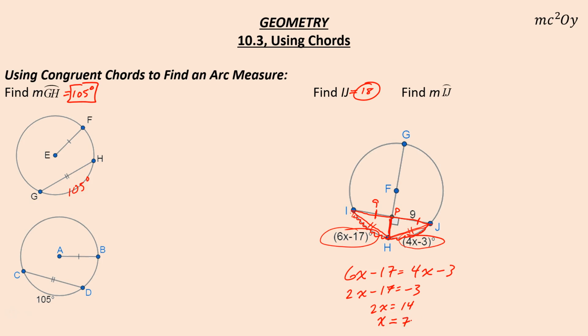And if x is 7, we're looking for the measure of the arc, so let's go ahead and substitute in here. 6 times 7 minus 17 is 42 minus 17, or 25 degrees. And right here we'd have 4 times 7, should be 25, right? Minus 3, well, that's 28 minus 3, or 25 degrees. So 25 and 25 is equal to 50 degrees.